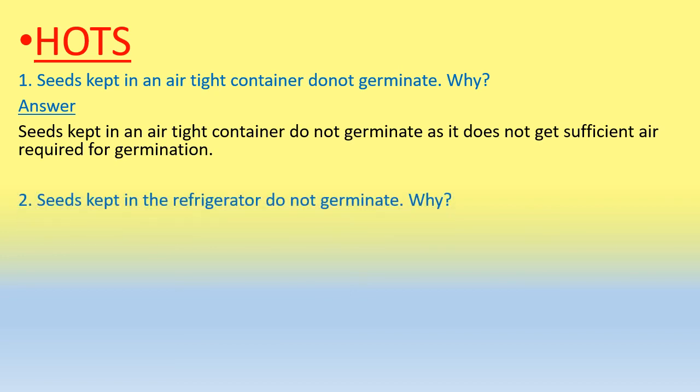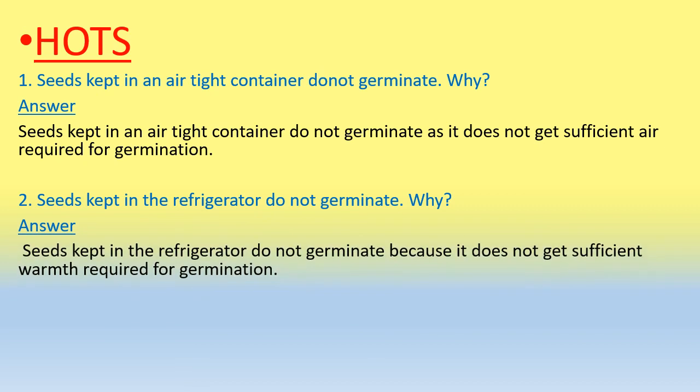The second question is, seeds kept in the refrigerator do not germinate. Why? Seeds kept in the refrigerator do not germinate because they do not get sufficient warmth required for germination. In the refrigerator, the seed will not get proper warmth, which is equally important for the process of germination. So this was the exercise part of the chapter.